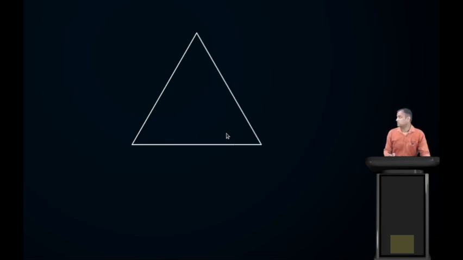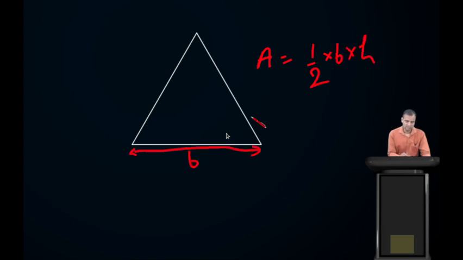So I think you all are familiar with this figure. Which figure is this? Yes, very good. This is a triangle. And do you know how to find the area of a triangle? Yes, very good. The area of a triangle is 1 over 2 base into height, where this is called base and the perpendicular distance is called height. So in a triangle you will find base and height also. So this is the formula to find the area of a triangle.